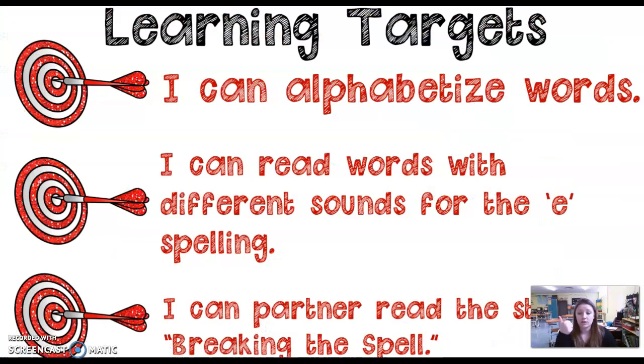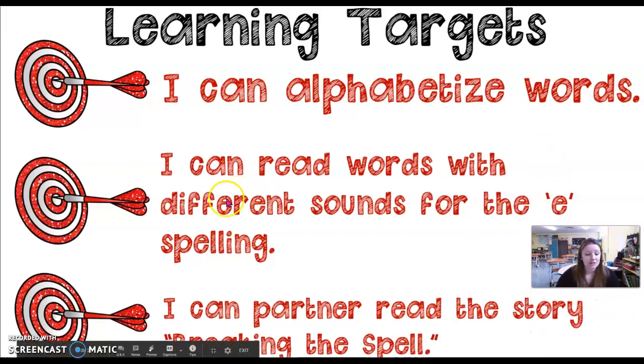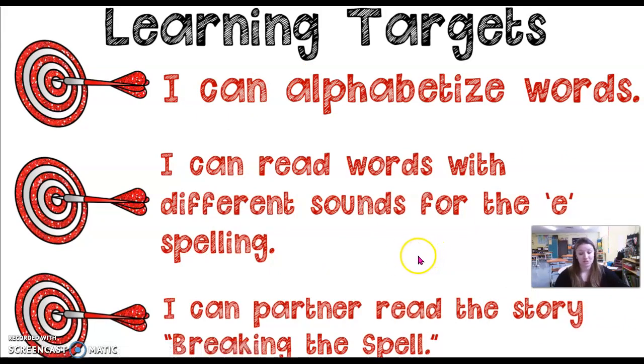So we talked about putting words in alphabetical order, and we practiced with those 4 words, right? We read words with different sounds for the E spelling. We talked about E, we talked about our schwa. And we took a look at the story called Breaking the Spell. We had some extra time so we could read it together today. You're going to reread it in your Google form and answer the questions about it on your own as well.